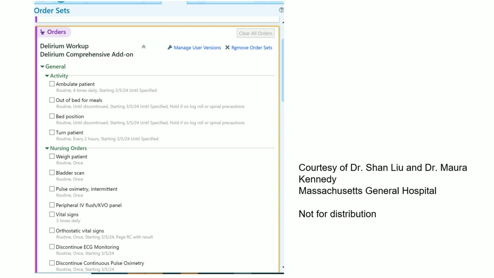So think about, do they need a bladder scan? Should we discontinue telemetry or pulse oximetry? What things can we do to help manage and also help evaluate the causes of delirium that sometimes we don't think about as ED providers? We're focused on the chest pain workup, and we don't think, oh, could they also be in acute urinary retention?